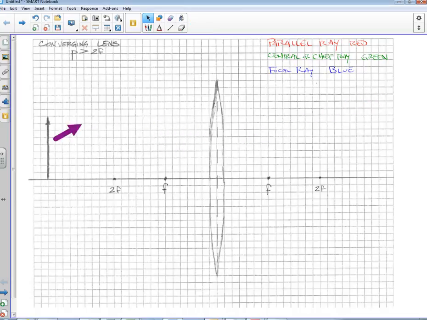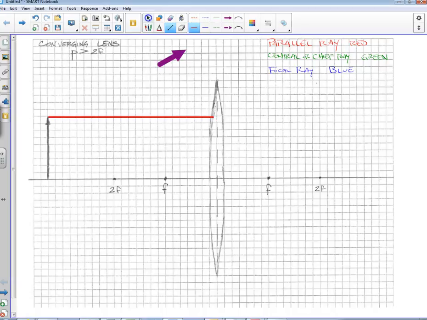But the converging point is that any light that comes in, say, parallel to the axis, will be bent towards the focal point. In fact, any light will always be bent in such a way as to be bent towards the optical axis on the other side. So, we'll start with the parallel ray. And it, of course, comes in parallel.